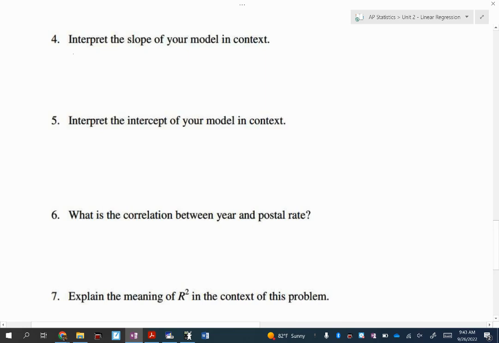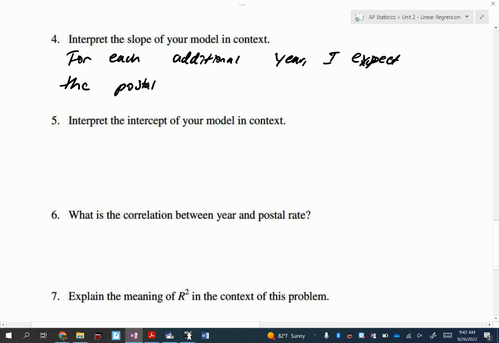I would be lost. All right, so for each additional year, notice I'm using those weasel words, right? I expect, right? Don't get into trouble on Wednesday, like you might have gotten into trouble on last week's quiz on chapter 7. Keep it as generic as you can. So I expect the postal rate to go up by 1 cent.